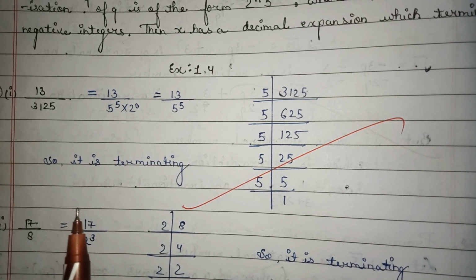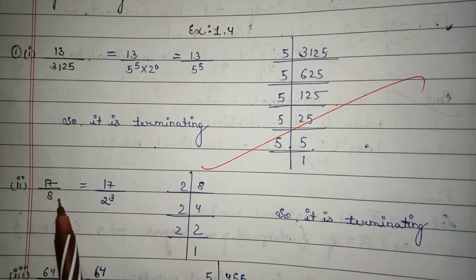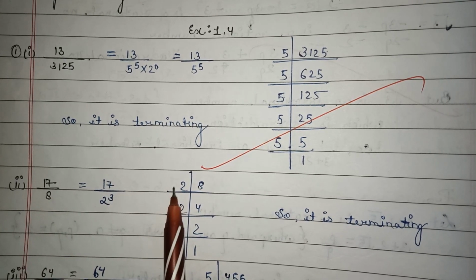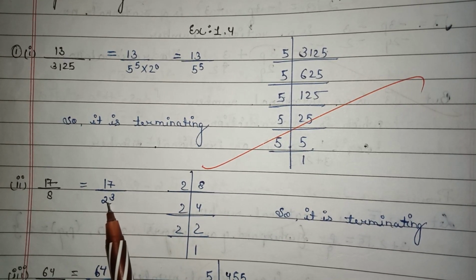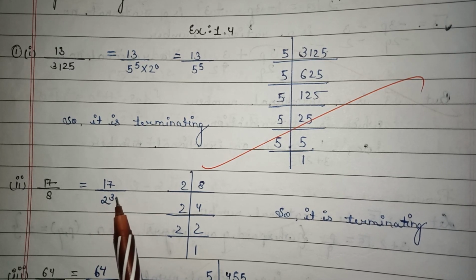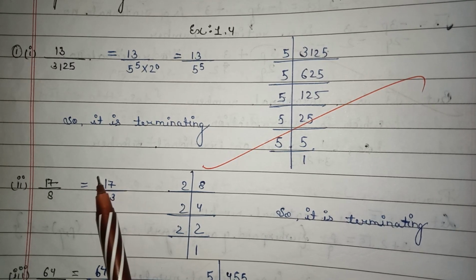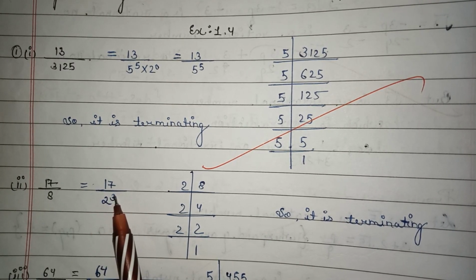Moving to the second part of this question, which says to find if 17 upon 8 is a terminating or non-terminating number. On finding the prime factors of 8, we get 2 into 2 into 2. So we can write 8 in the form of 2 to the power 3. Again, we can express it in the form of 2 to the power 3 into 5 raised to power 0, where 5 raised to power 0 is 1. So again, according to the theorem, this is a terminating number.